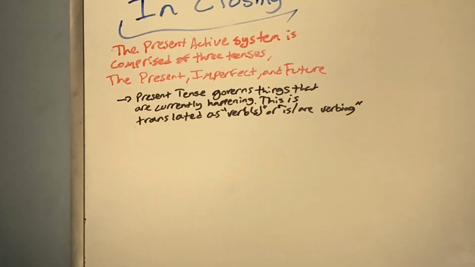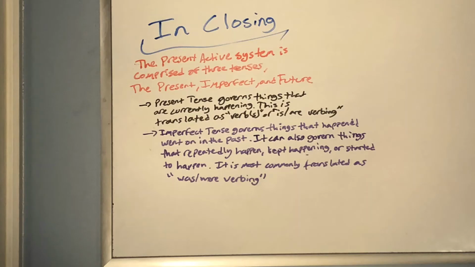Present tense governs things that are currently happening, that happen in the present. These are translated as verb or verbs, depending on your subject-verb agreement, and is verbing or are verbing, once again, subject-verb agreement. The imperfect tense governs things that happened but went on in the past. As I gave as the example before, the innkeeper was muttering.